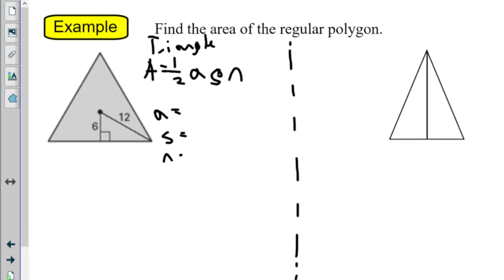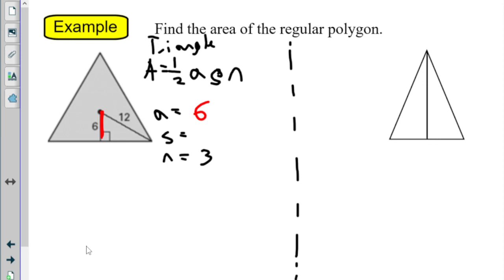Apothem, side length, number of sides. How many sides? 3. And do we know our apothem or our side length? It's our apothem, and our apothem, remember, is the height dropped down, which is 6. So our apothem is 6. We want our side length. Okay, so that's step 1. That's all the information that we've got and that we need.